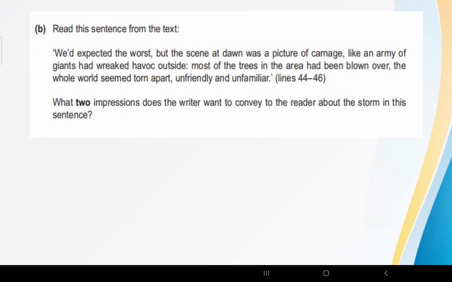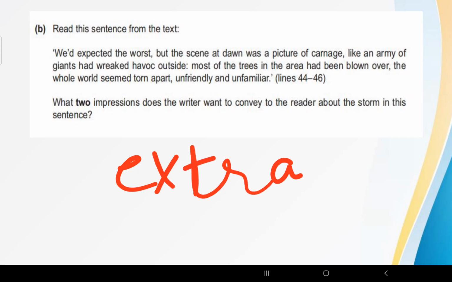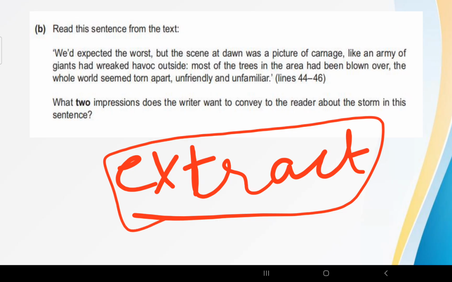Again, next one: read this sentence from the text. Usually in 2 questions you do not use the same word "sentence", but this time they have used the same. In this question it is "read this sentence", and in the previous they also said "read this sentence". Usually in this question they use the word "extract", because that is not just one sentence but maybe a long one with no full stop. Usually they write the word extract there.